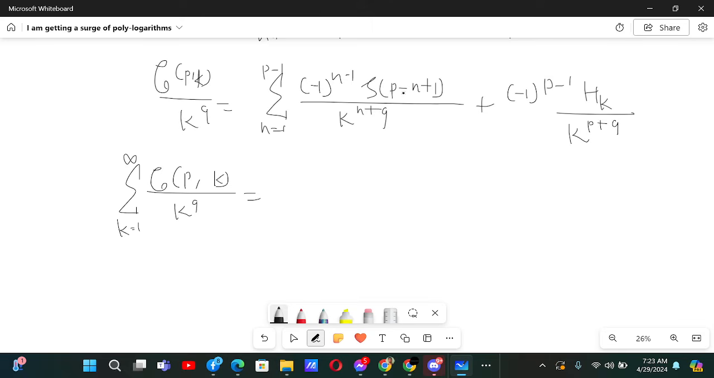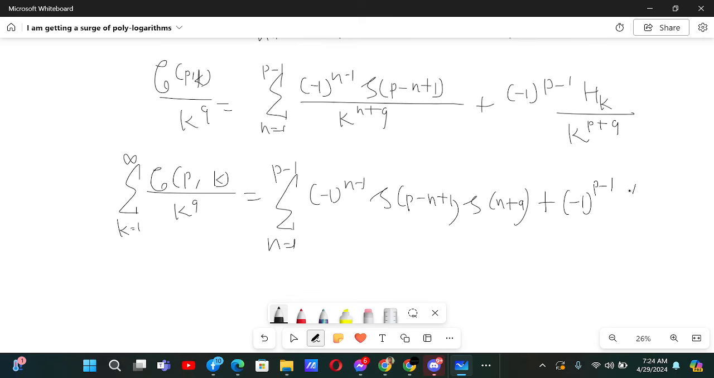And here all of the terms are independent of k, and only one term is in k. We know that k is raised to some power, and if k goes from 1 to infinity, this is just Riemann zeta of n plus q. We can clearly notice that, and that's pretty obvious. We have minus 1 to the power n minus 1 Riemann zeta of p minus n plus 1 Riemann zeta of n plus q. And over here, to sum this up, we just need the classical Euler formula.